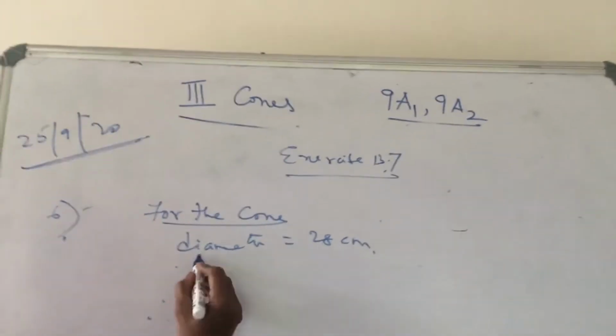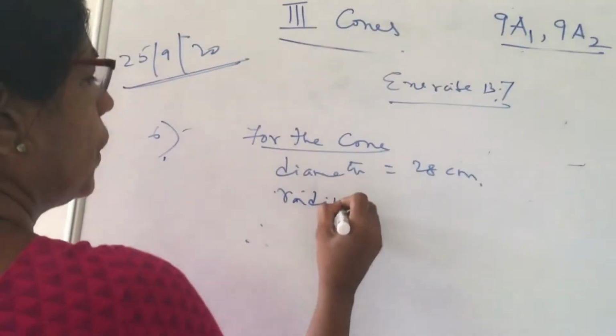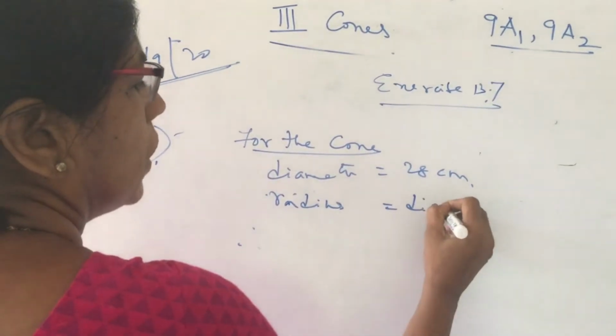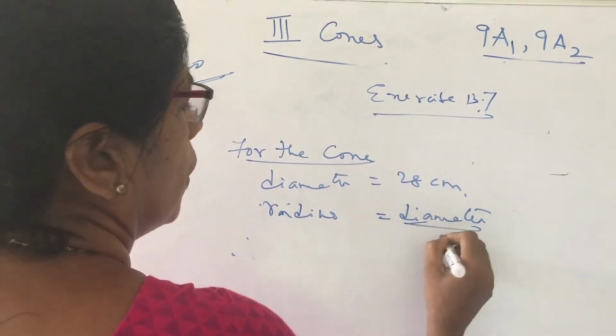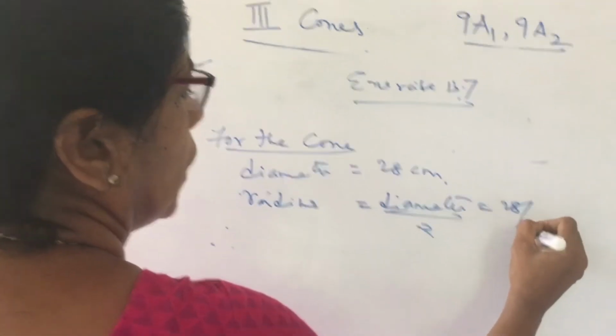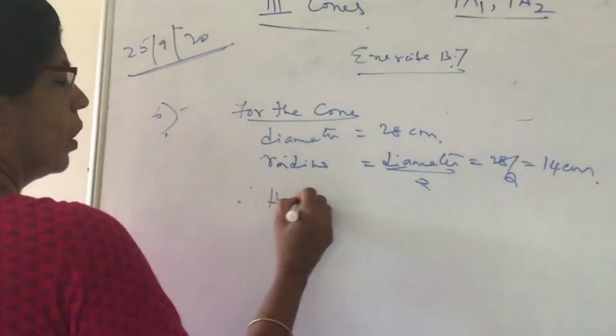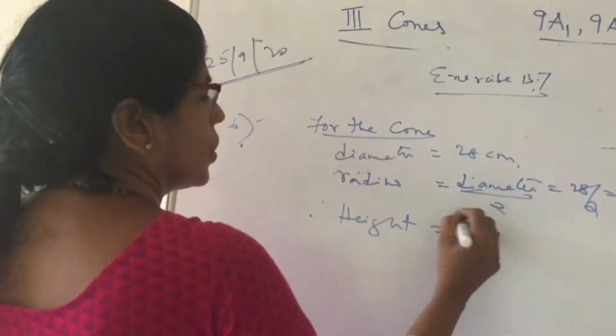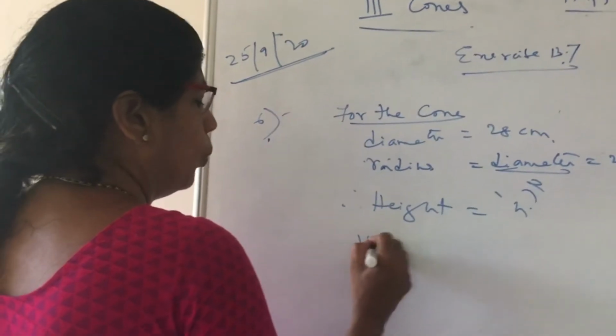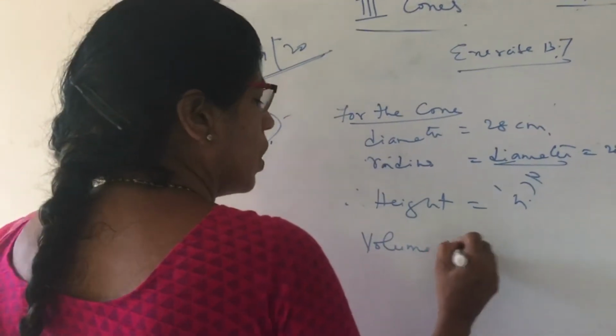Since you are given volume and diameter, what is your radius, children? Diameter by 2, 28 by 2. You are not given the height, children. And volume of the cone is how much?